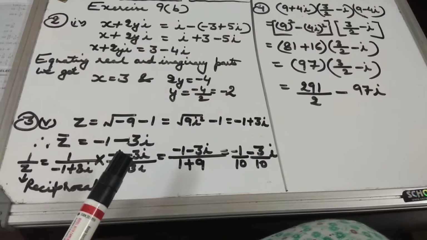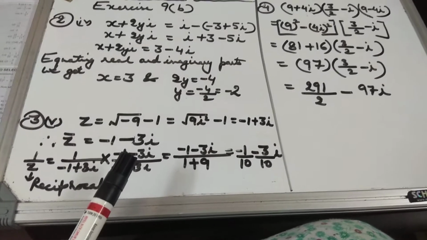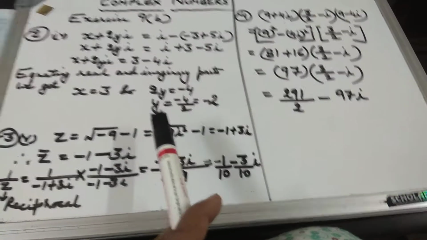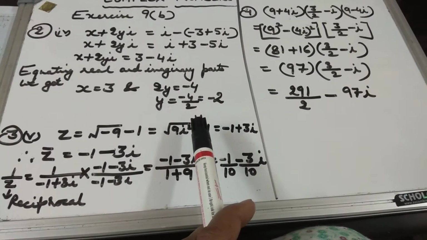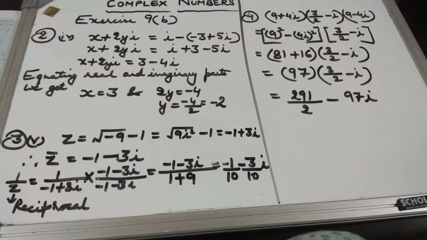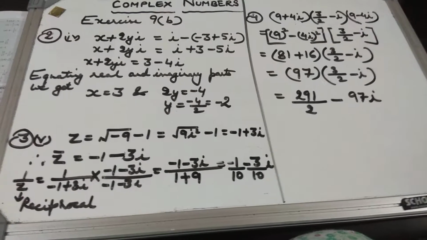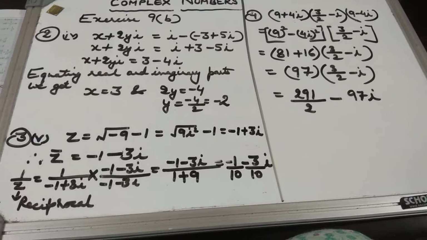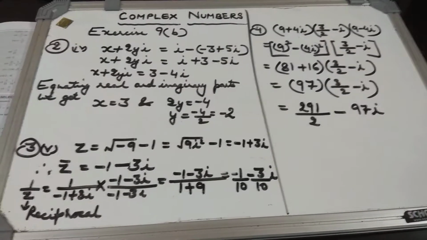So x is automatically coming 3, and if you equate the imaginary part, 2y is equal to minus 4 and y is equal to minus 4 upon 2 equals minus 2. So this is how you can solve the equation and get the values of x and y. Now comes question number 3.